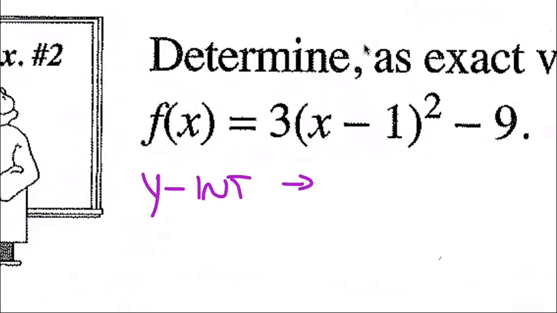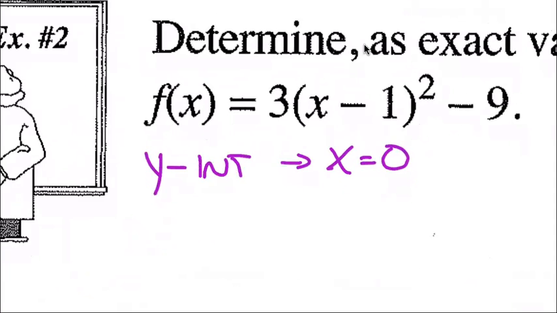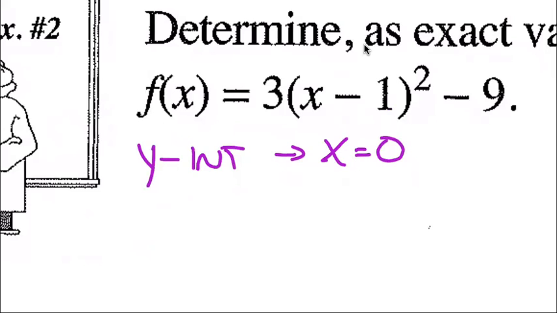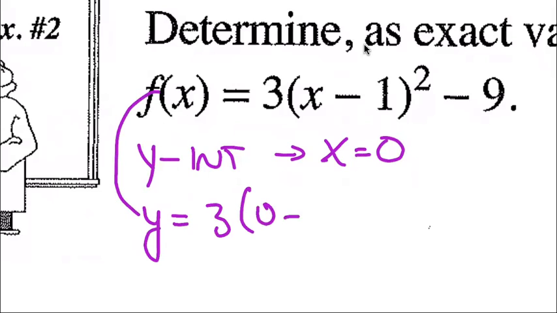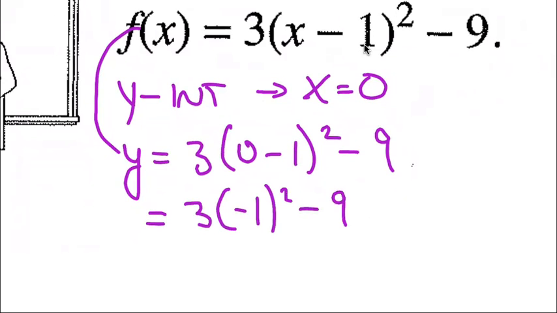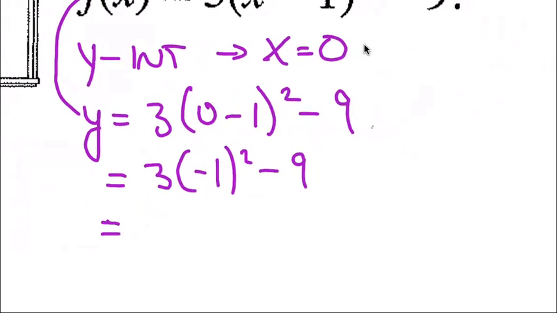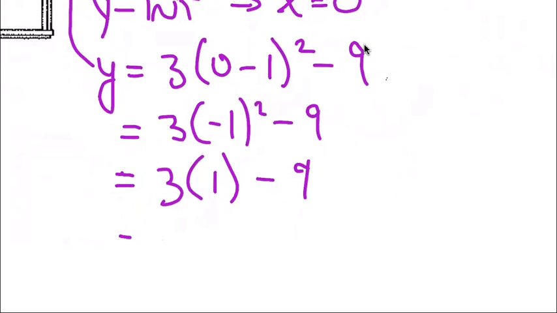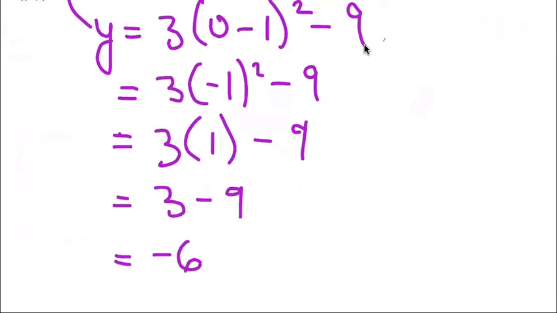I know that x is equal to 0. So I substitute that into my function. So f of x, remember, is just y. So y is equal to 3 bracket 0 minus 1 bracket squared minus 9. 0 minus 1 is negative 1, squared is 1. 1 times 3 is 3. Minus 9 is negative 6.